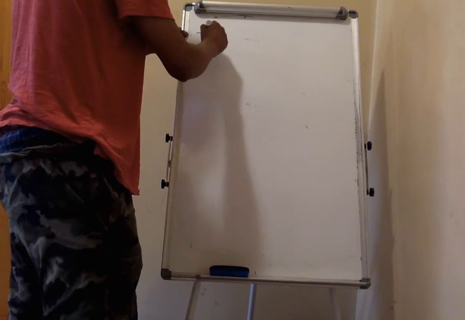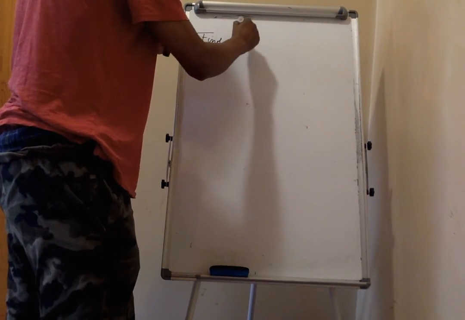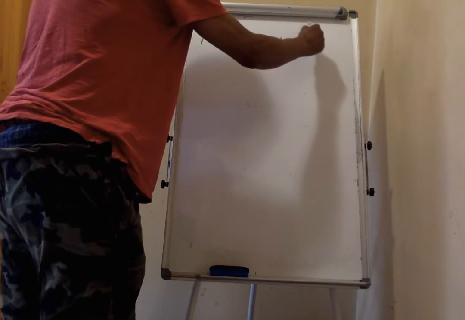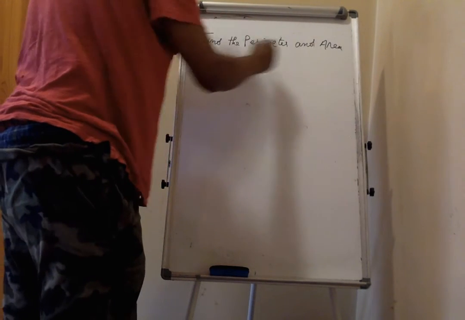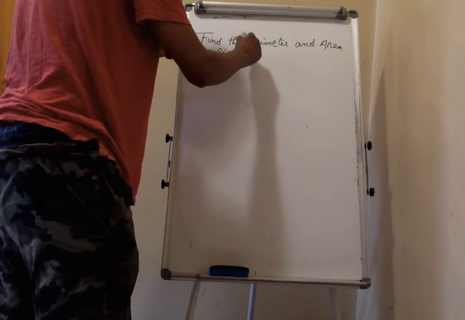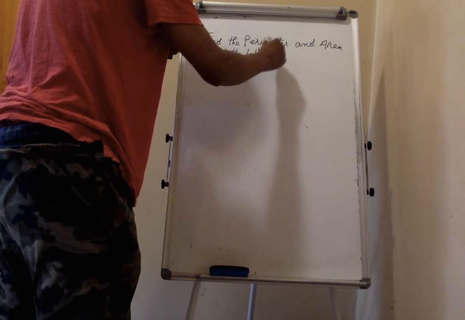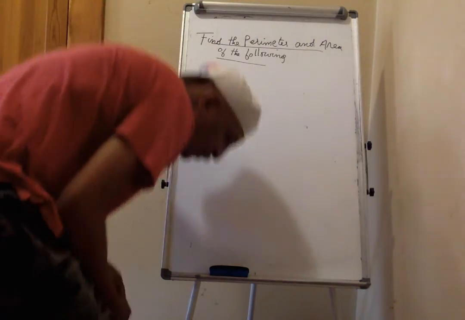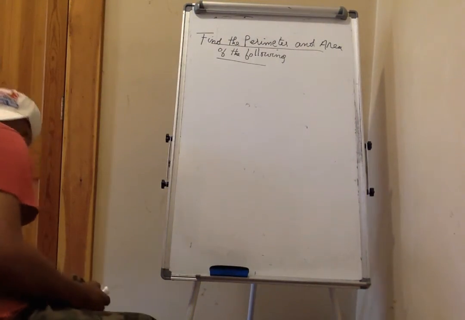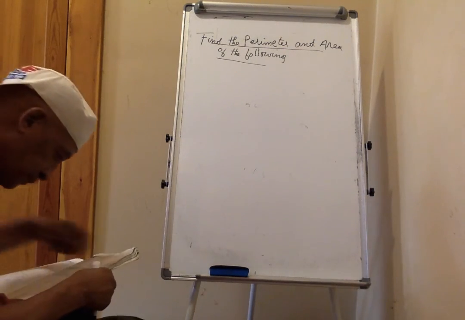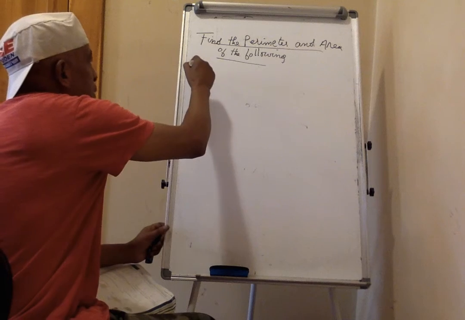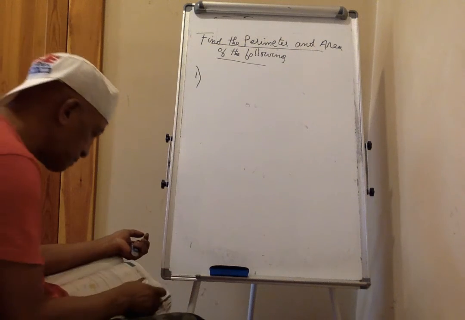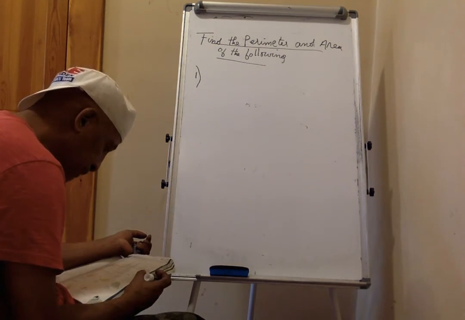So find the perimeter and area of the following. And just follow the lecture. I think you're going to be very okay. So, number one, mind you, for both the parallelogram and the trapezoid, you have to find the perimeter and the area.